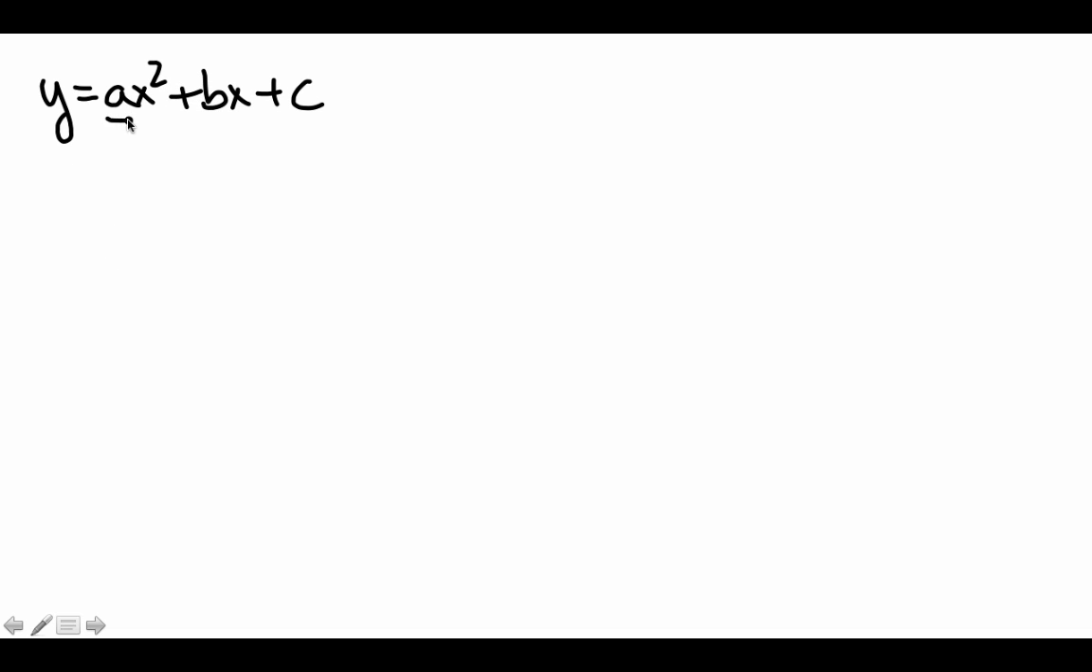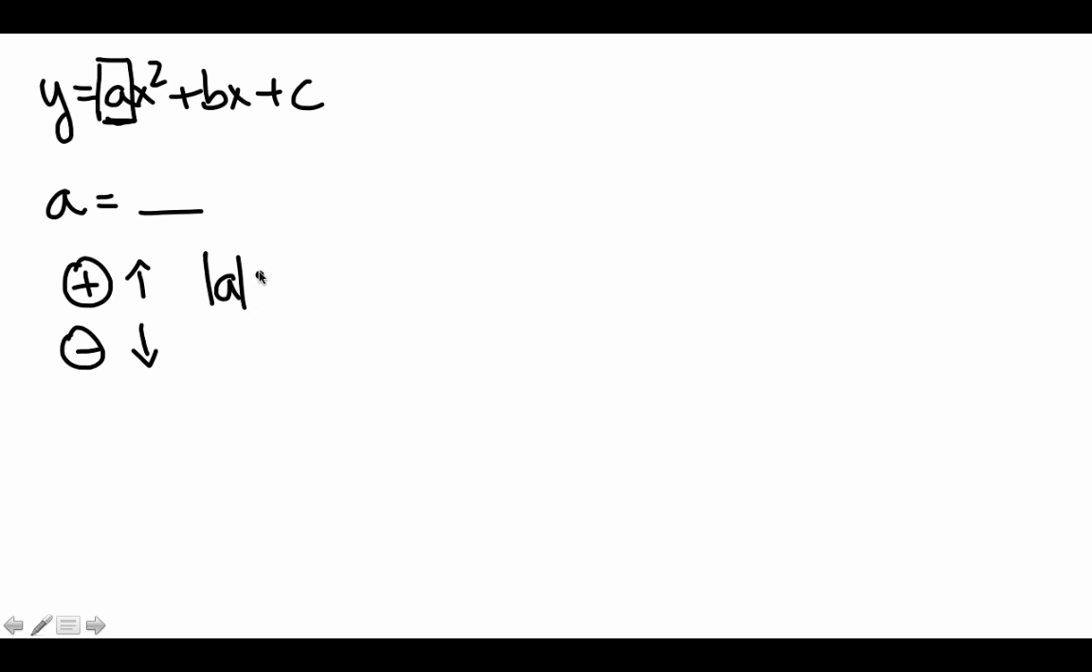The first thing that we want to look at is a. And a will tell us a lot of information about the graph. First, we will look at what a equals. If a is positive, then the parabola opens up. If a is negative, then the parabola opens down. If the absolute value of a is bigger than 1, then it looks vertically stretched or narrow. If the absolute value of a is between 0 and 1, then it's going to look vertically shrunk.